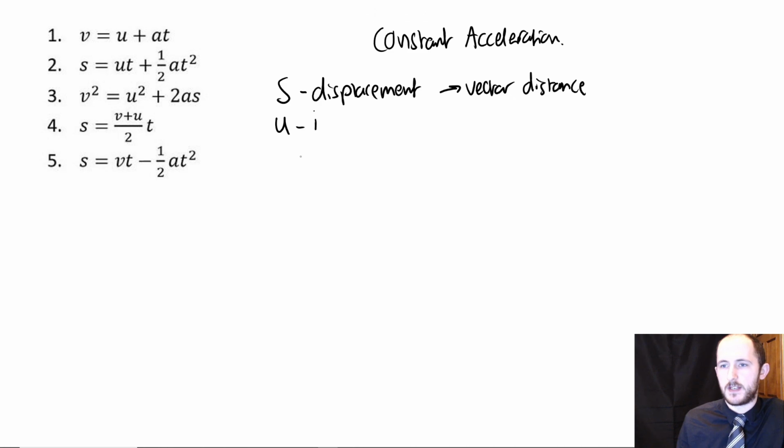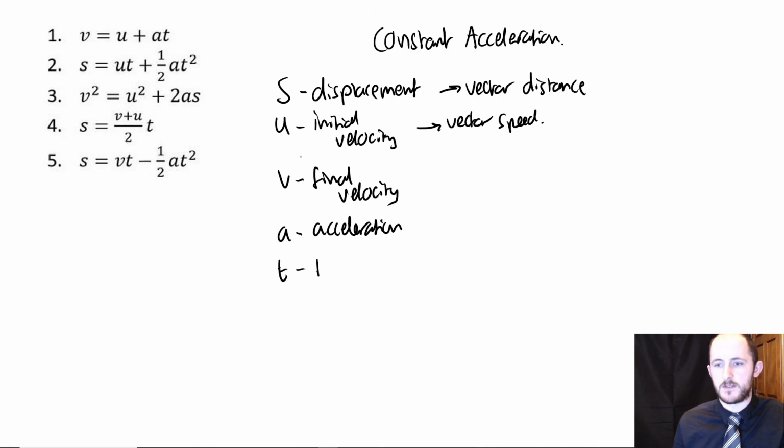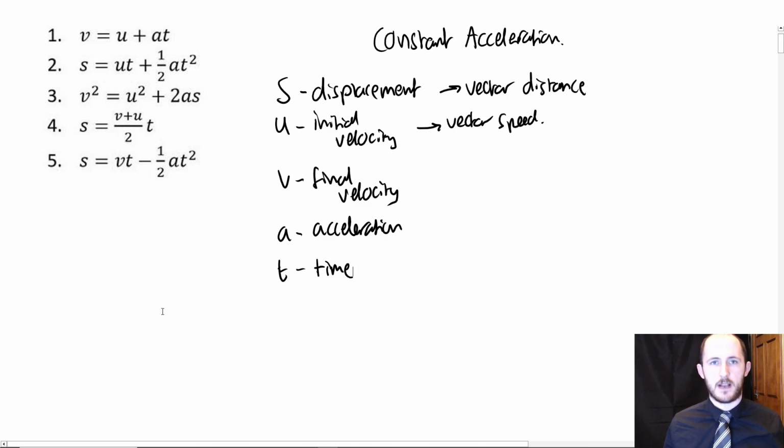U is the initial velocity. Again, this is a vector for speed. So it's the initial speed, but as a vector. V is for final velocity, exact same as above. A is for the acceleration, which again is a vector, so it can be positive or negative. And lastly, we have T for time, which is of course a scalar. So almost everything in these equations is a vector, which means we have to take into account direction.